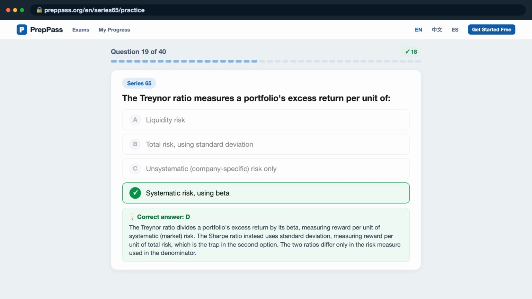The Treynor ratio divides a portfolio's excess return by its beta, measuring reward per unit of systematic, market, risk. The Sharpe ratio instead uses standard deviation, measuring reward per unit of total risk, which is the trap in the second option. The two ratios differ only in the risk measure used in the denominator.